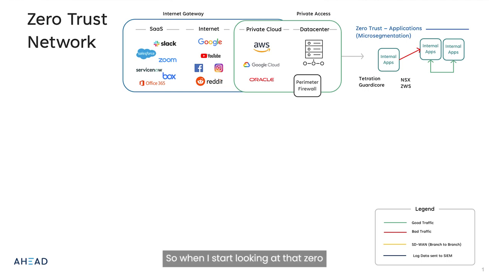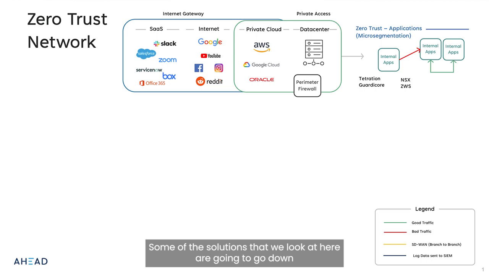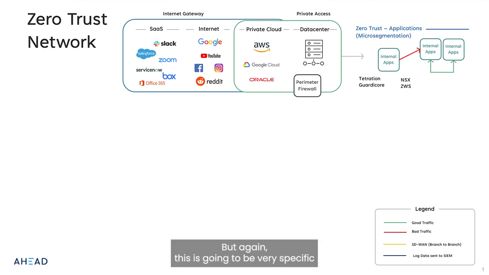So when I start looking at that zero trust data center, this is, again, how do I mitigate this? Some of the solutions that we look at here are going to go down the microseg path, maybe agent-based solutions. But again, this is going to be very specific to that data center area and starting to tackle issues where customers may have flat networks or may have to segment based off of compliance standards, whether it's PCI, HIPAA, SOX, etc. This allows us to start to do the segmentation of those workloads.